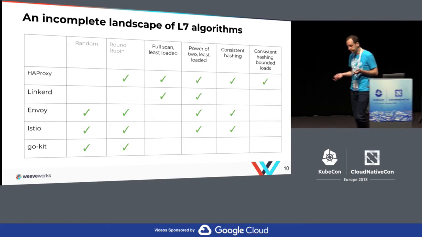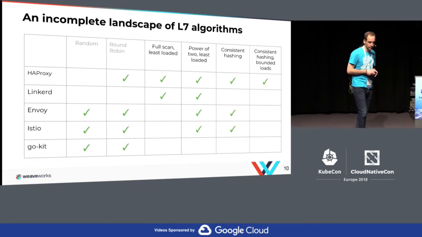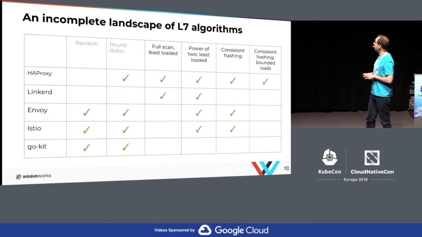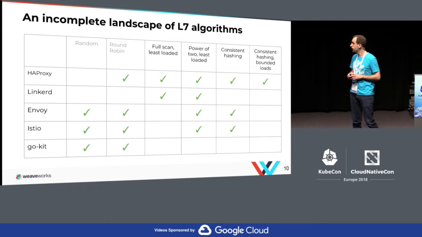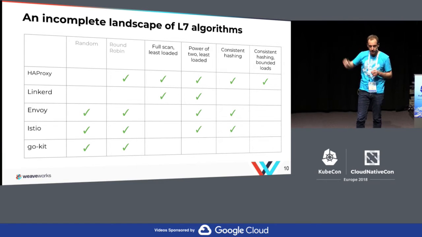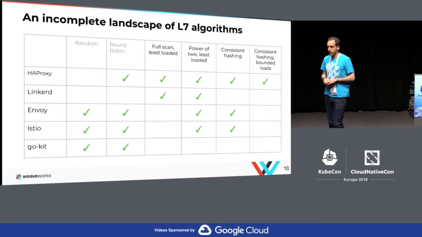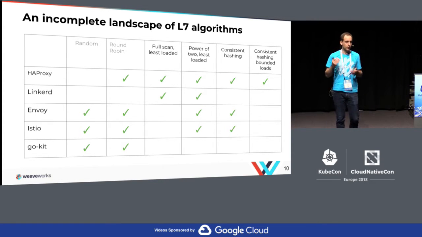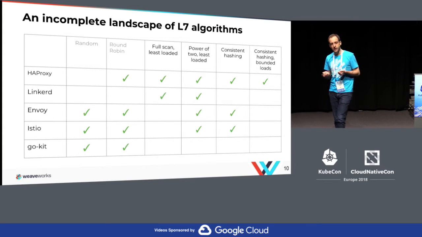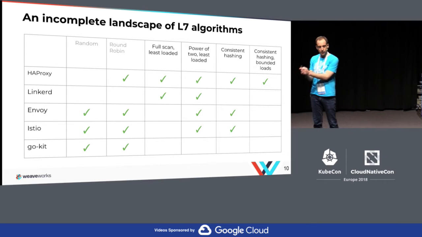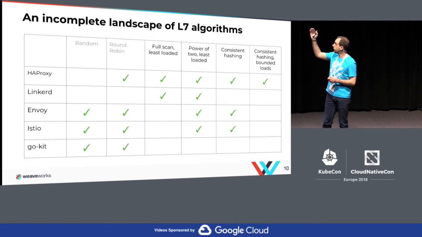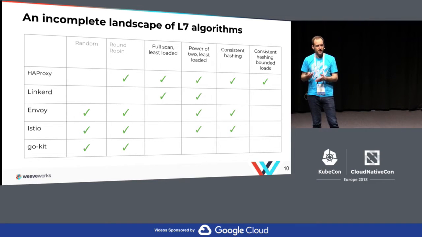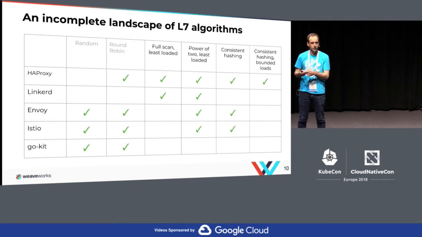Let's illustrate the diversity that layer 7 load balancing enables. The columns here are the different load balancing algorithms you can find in the wild. The rows are various components, proxies, and at the end, a service mesh with Istio and a client library with GoKit. The first two columns are not very smart, but they do their job. Imagine a request coming into the system, and you have to choose one of the endpoints. You can choose that endpoint at random or in round robin fashion, and that will already provide some benefits. For instance, with the one request versus 50 requests a second, for each of those requests, you can just pick one endpoint at random, and that will spread the load.